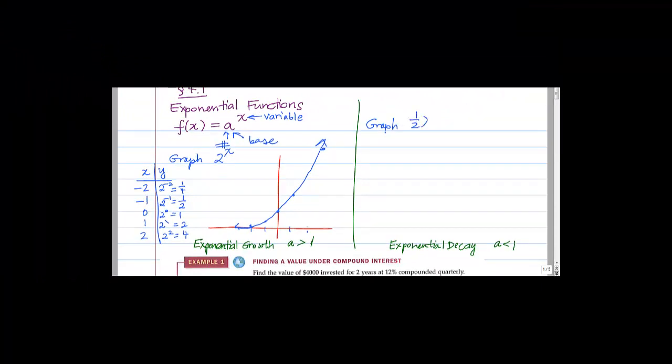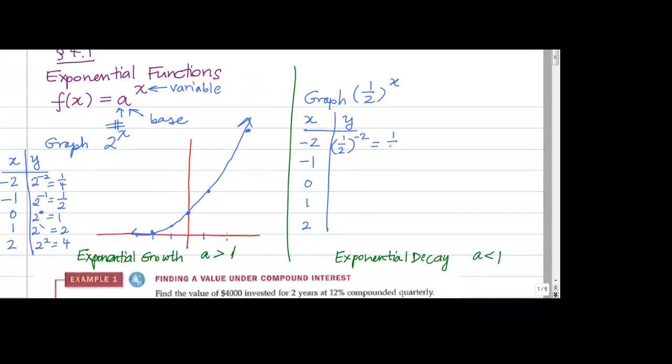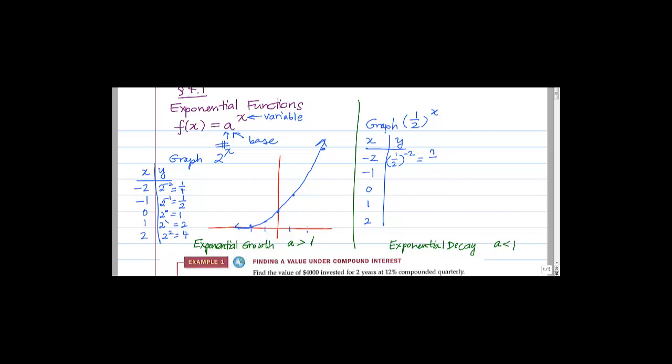Let's graph 1/2 to the x. Again we make an XY chart. Let's use those same values. Now we have 1/2 to the -2. That negative tells us to flip the fraction, and when you flip the fraction, you get 2 squared, and this becomes 4. 1/2 to the -1: again, the negative tells you to flip the fraction, and you leave the exponent positive. It becomes 2. When x is 0, anything to the 0 is 1. 1/2 to the first power is 1/2, and then 1/2 to the second power is 1/4.